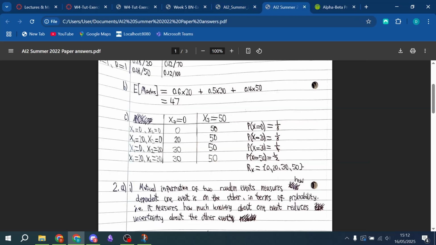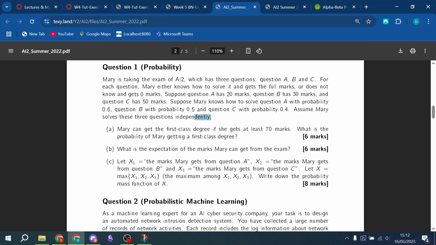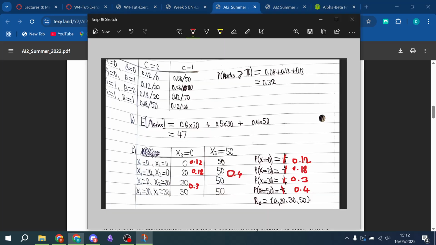But the only case where it is 0, hold on, let me go back to this because this is the actual corrected answer. The only case where they're all 0 is when all 3 questions are answered wrong, and because all questions are independent events, you multiply the probabilities. So to get them all wrong, that would be 0.4, because that's the probability of getting it right, times 0.5 times 0.6, which is 0.12.